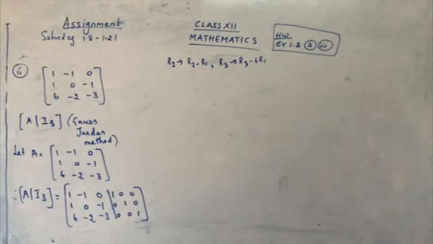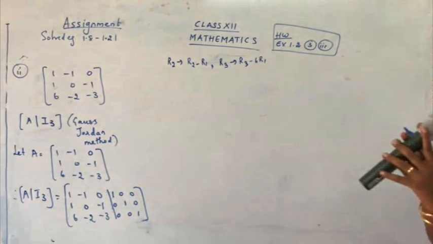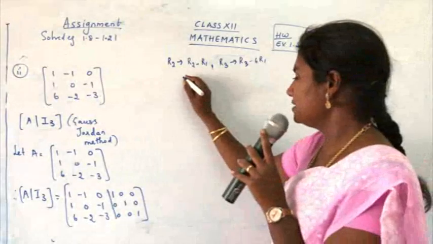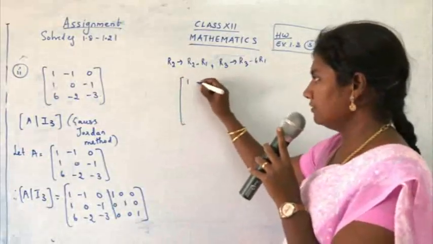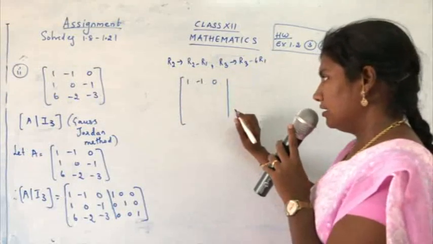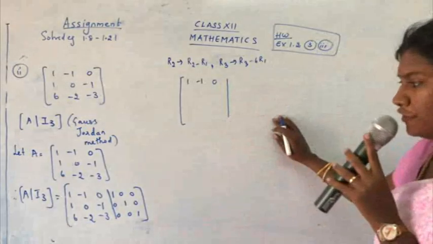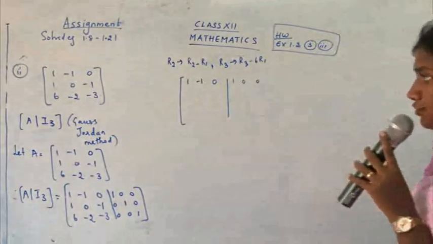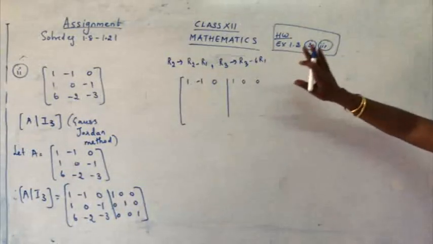So we have made two conversions here. We are changing R2 and also we are changing R3. So what was the conversion for R2? It is R2 changing to R2 minus R1 and R3 changes to R3 minus 6R1. So let's write down the matrix part. It's 1, minus 1, 0. We are not doing any changes to the first row, yes? So just keep the first row as it is. 1, 0, 0.